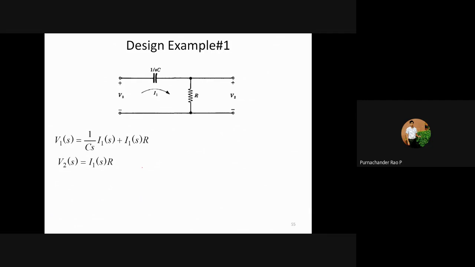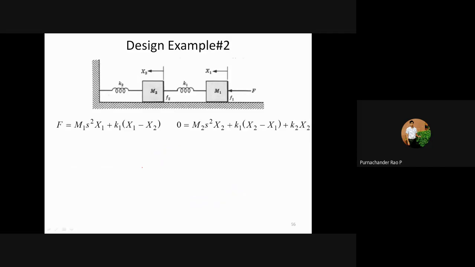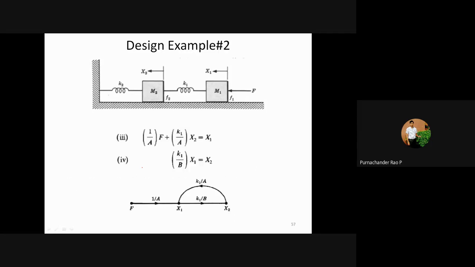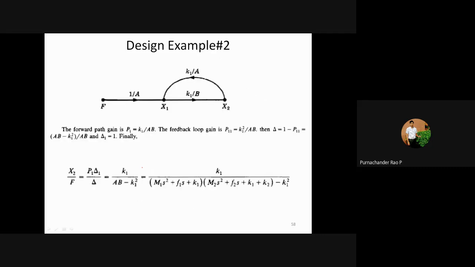This is about the electrical circuit also, that we have seen. With the help of this equation, we need to draw the signal flow graph, and from that, we need to find the transfer function directly. This is a block diagram representation, and for this block diagram, these are the two equations for mass 1 and mass 2, where at mass 1 we are applying the force, and we are writing these equations. With the help of this, you can represent in a signal flow graph approach again, and find the transfer function.